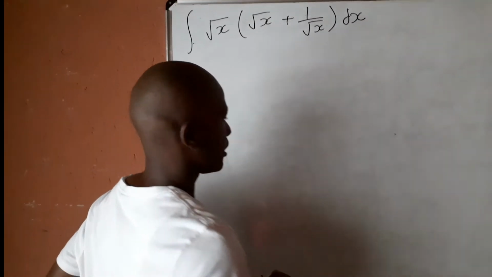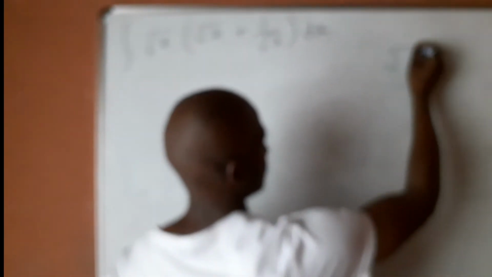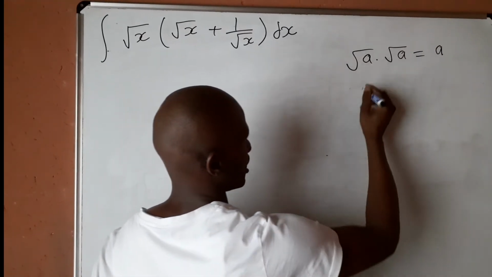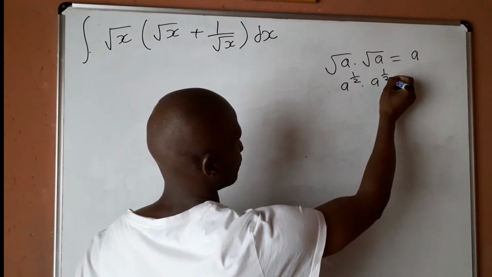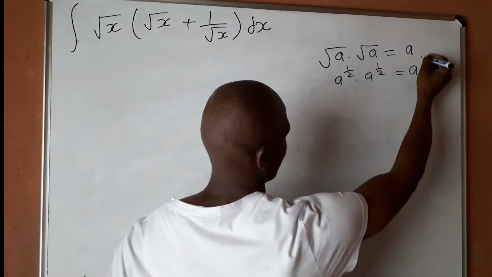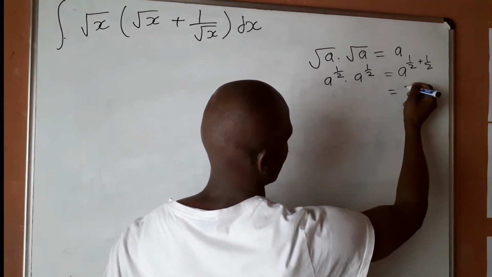So check guys, we did laws of exponents. Remember, the square root of a multiplied by the square root of a is equal to a. Why? Because it is a to the power 1 over 2 multiplied by a to the power 1 over 2. When we multiply the same base, we add the exponent. This is a to the power 1 over 2 plus 1 over 2, which is the same as a.